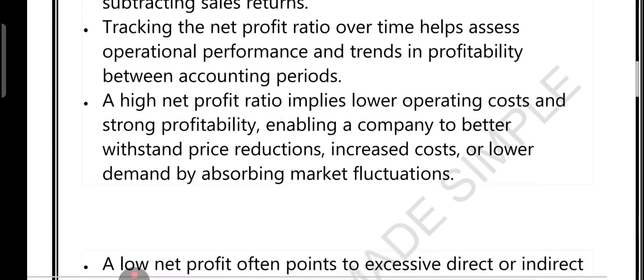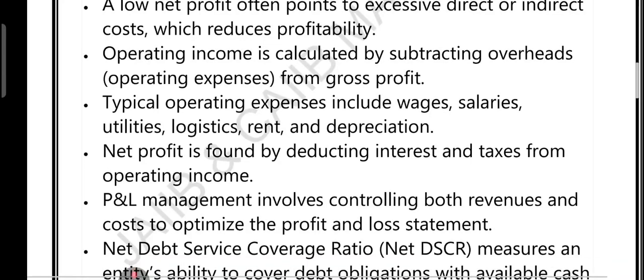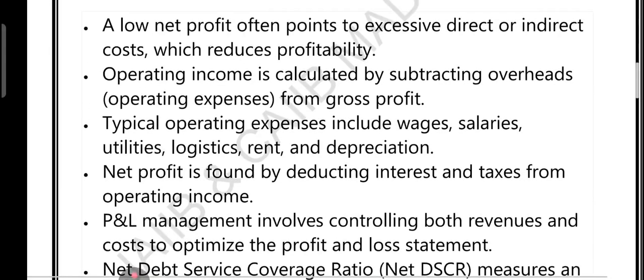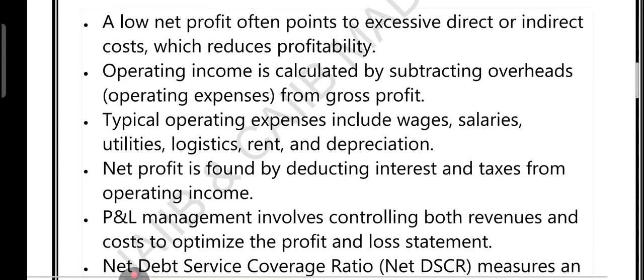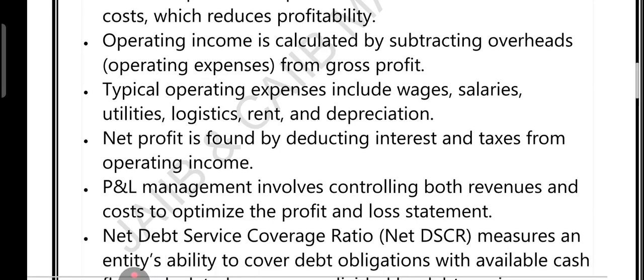Now the next point is profit and loss management. Managing the profit and loss statement means keeping a close eye on both the income and the cost to boost your profitability. So from gross profit, if you subtract operating expenses, you will get operating income, and from operating income, if you subtract any tax and any interest you have paid, you will get the net profit. So remember the sequence, right?